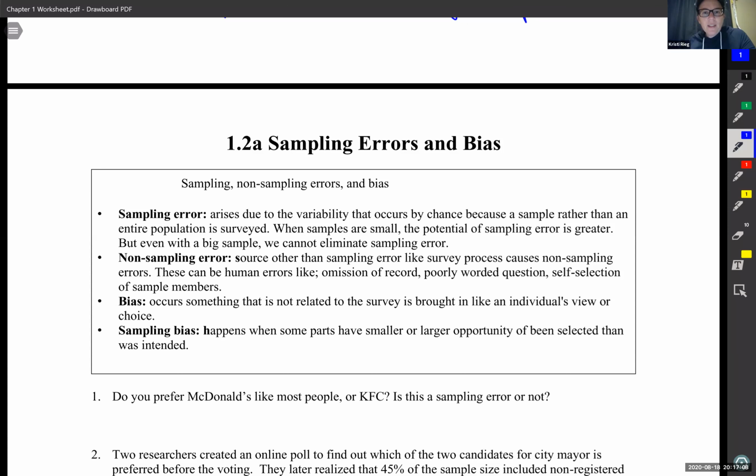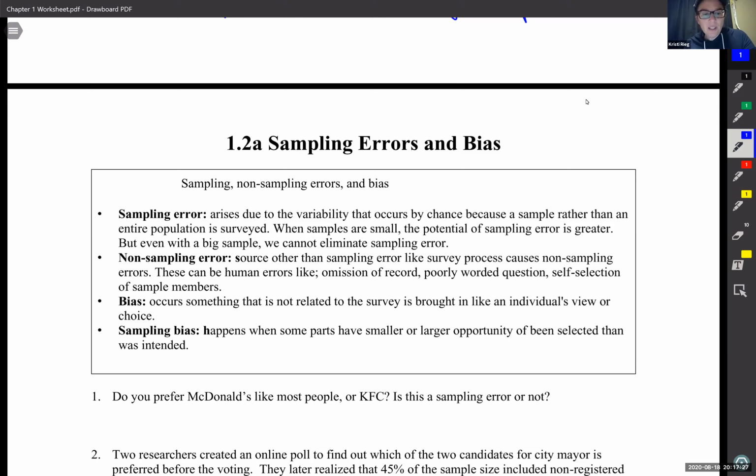All right, so here we are finishing up chapter 1. Here's section 1.2, sampling errors and bias. And I kind of said in the last video I wasn't going to read everything to you, and then I sat there and read everything to you, and the video turned out to be a lot longer than I meant it to be. So I'm going to stop reading so much.